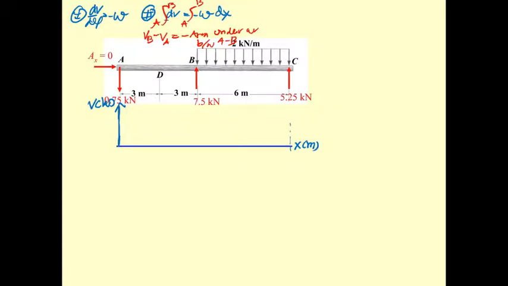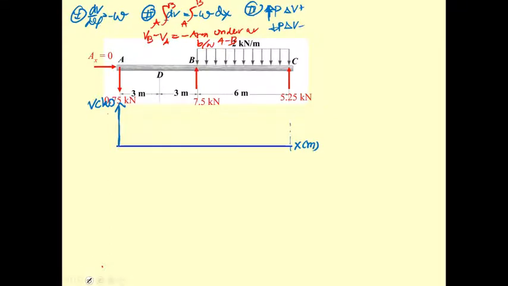If we have the upward force P, delta V is positive. So downward force P, delta V is negative. Now we start by drawing this.